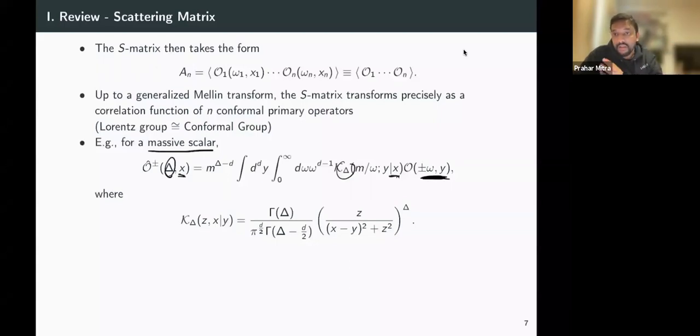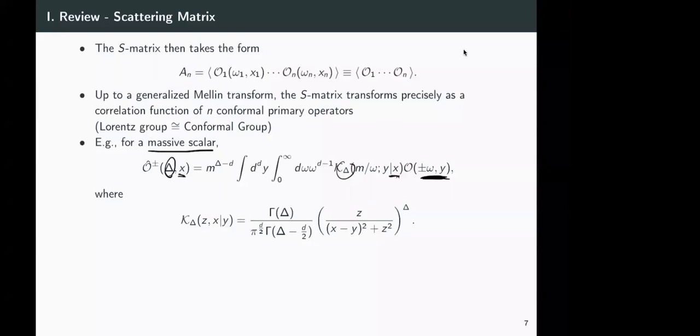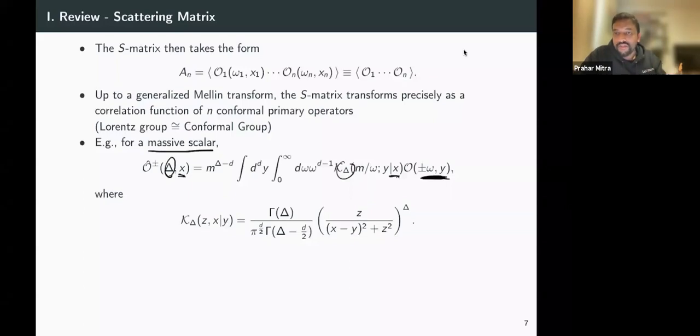Why? That's because the bulk fields usually satisfy equations of motion, which pick out a particular value of delta. But here the bulk fields don't satisfy any such equation. So you actually have to sum over all possible delta to reproduce a generic field in the bulk.